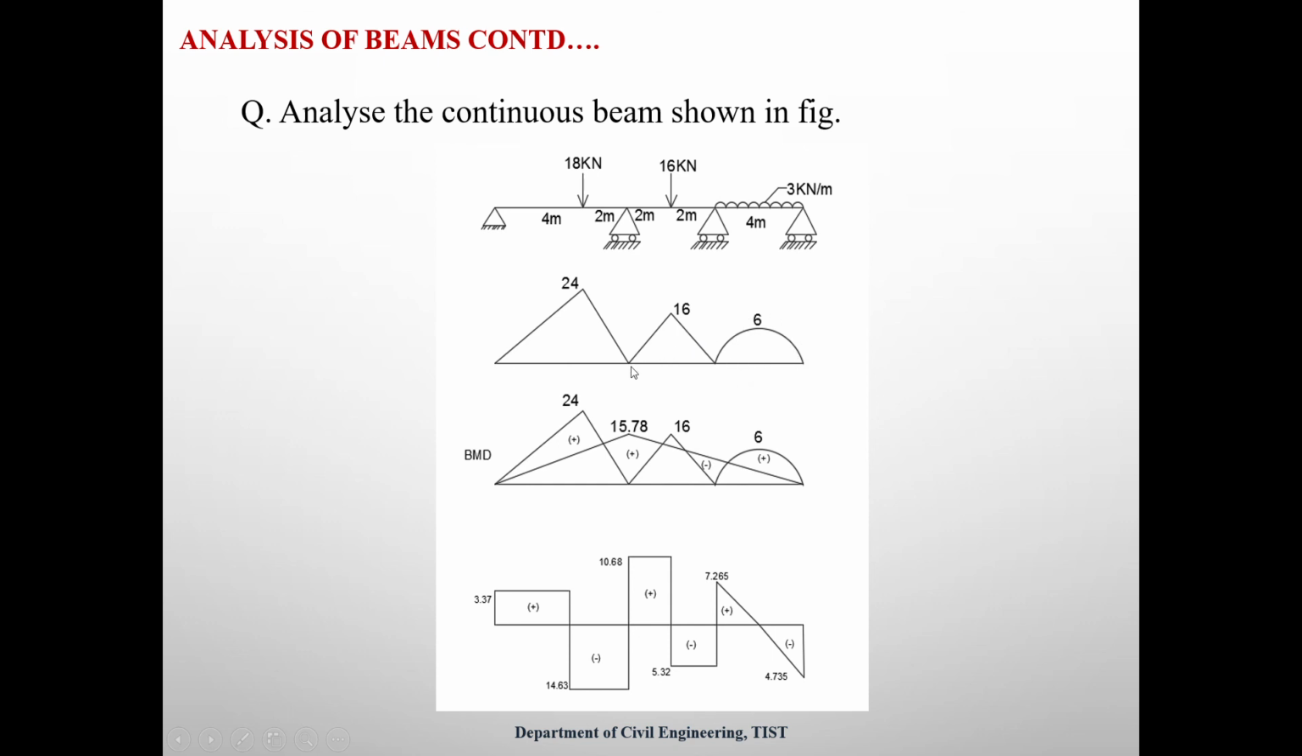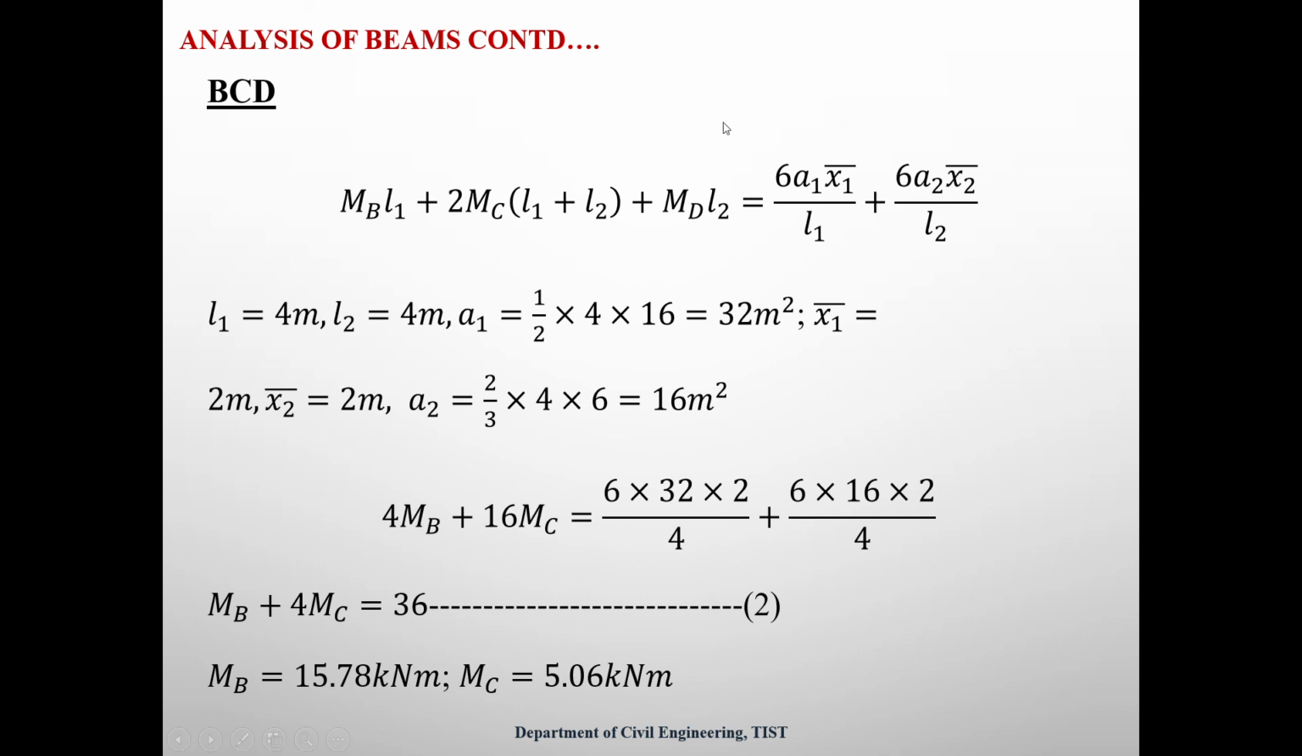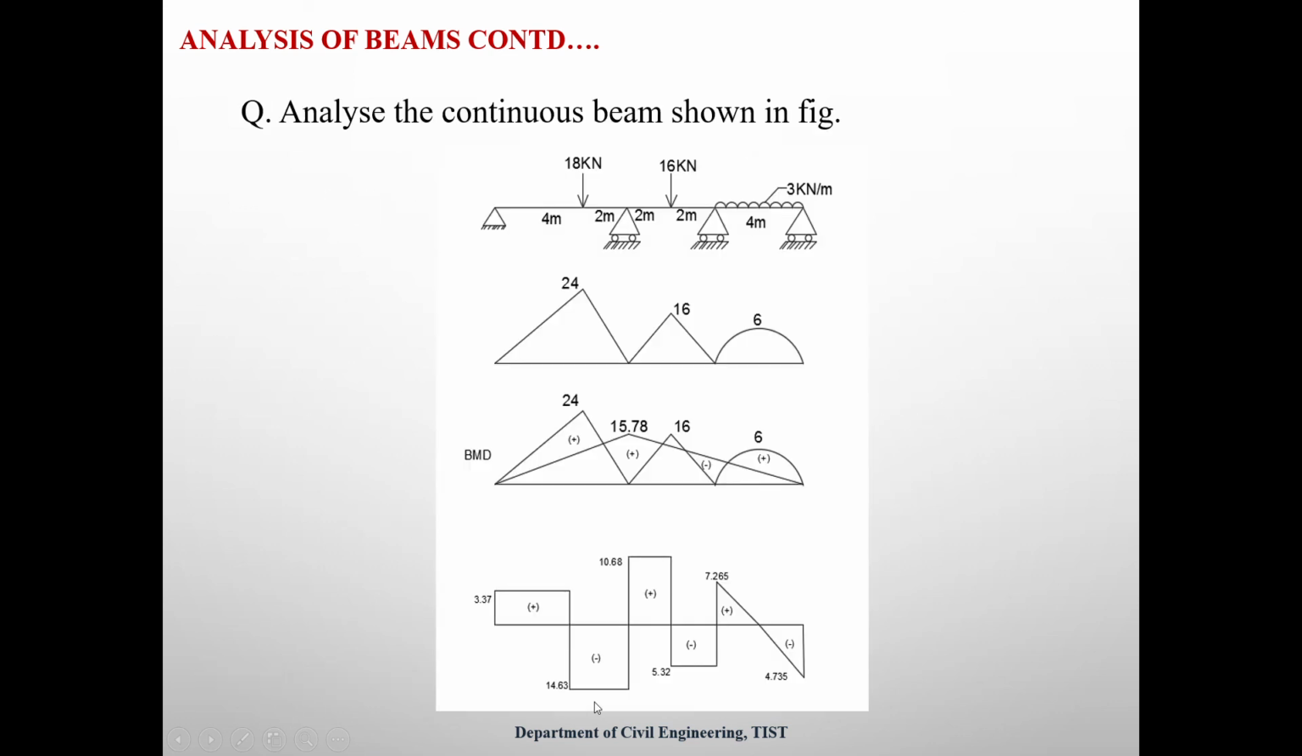X1 bar means it is the centroid distance from the left support, that means from B, and X2 bar means the centroid distance from D. Then substituting all the values, we will get equation number 2. By solving equations 1 and 2, we will get the moments MB and MC as 15.78 and 5.06. Join these values, then we will get the fixed bending moment diagram.